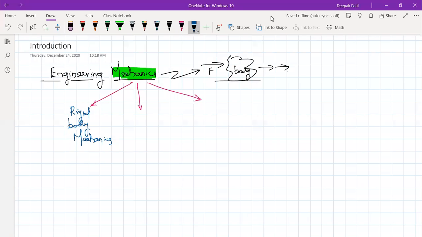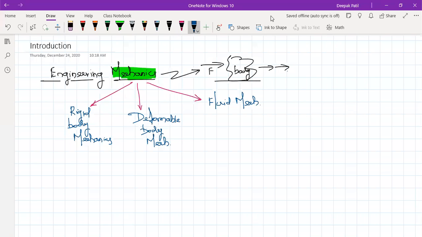Okay, and the second one deals with deformable body mechanics. I'll explain each one of them one by one. The second branch deals with deformable body mechanics, and the third one deals with fluid mechanics. Now, what do we mean by rigid body mechanics, deformable body mechanics, and fluid mechanics? Let me explain them one by one.